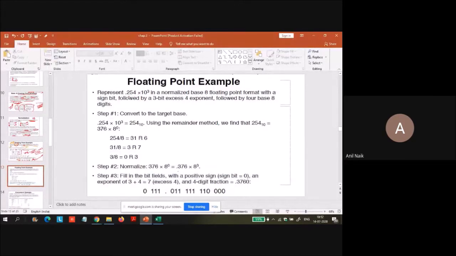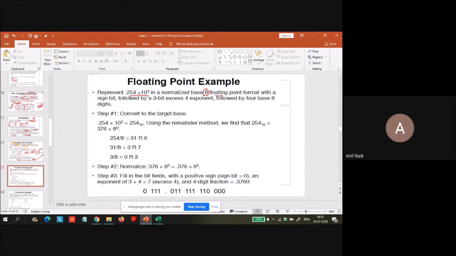So this is the number 0.254 into 10 raised to 3. Represent this number in a normalized base 8. Now here 10 raised to 3 means it is a base 10 form.